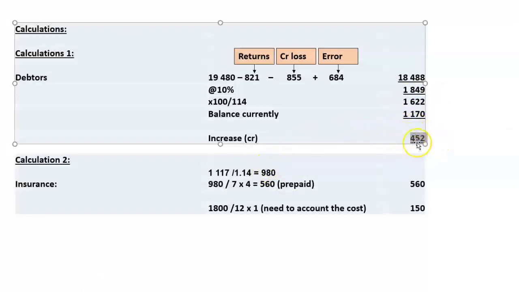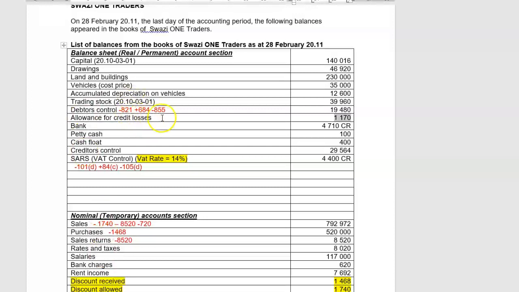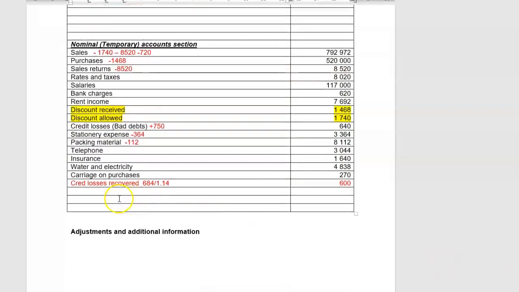So what is the entry that we're going to pass? We are going to debit our credit losses adjustment account with 452 Rand, and we're going to credit our allowance for credit losses with 452 Rand. So our allowance for credit losses, we're going to increase with 452 Rand. And then we're going to have this adjustment account, which can either be separately shown as adjustment for the allowance for credit losses, which is going to be then a total there, and it's going to be a debit. A debit of 452 Rand.